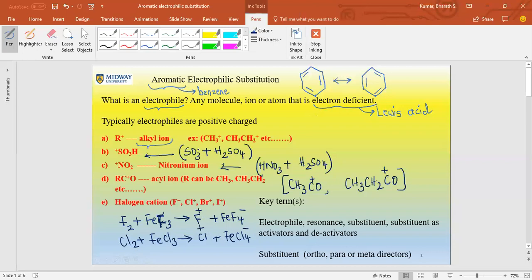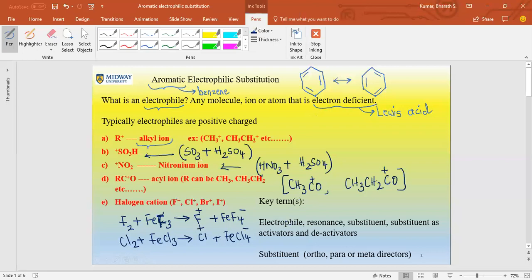Okay, now these are the various electrophiles that we are going to discuss. One video for each. That means we'll have 5 quick videos on these. And some of the key terms that I want you to take away from this whole discussion would be, what is an electrophile? And then resonance structures, which we will see.